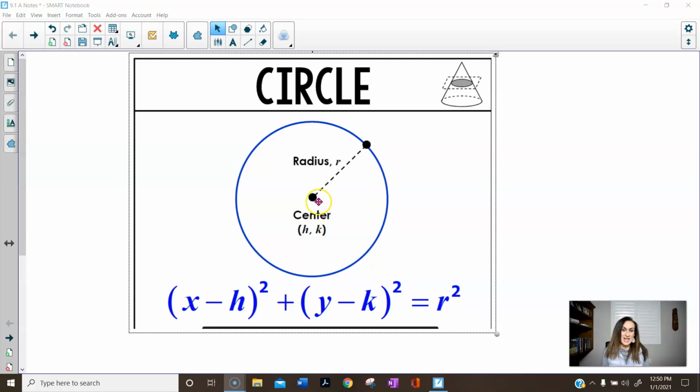A circle, you can see right here, we're going to refer to the center as (h, k). So if (h, k) is at the origin, then this would just be x squared plus y squared, because h and k would be 0, equals r squared. So you notice that the x and the y are both squared. This is an equation of a circle, and r stands for the radius, which takes us from the center of the circle to the edge of the circle.